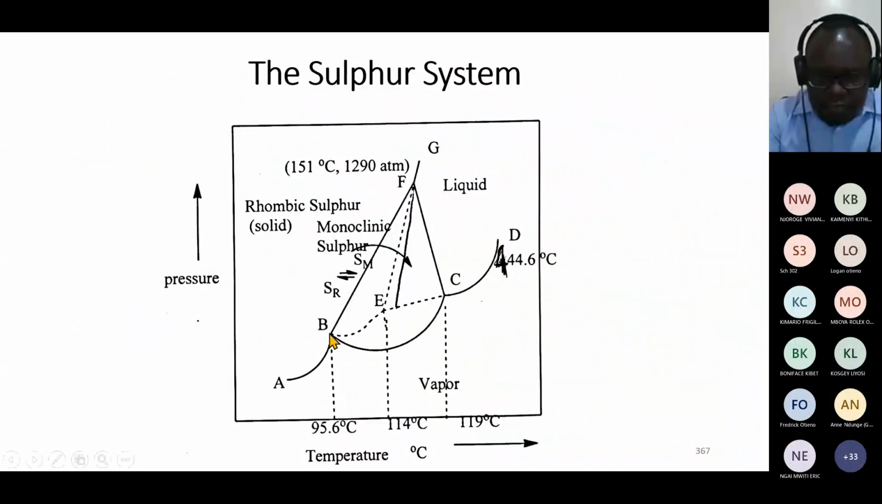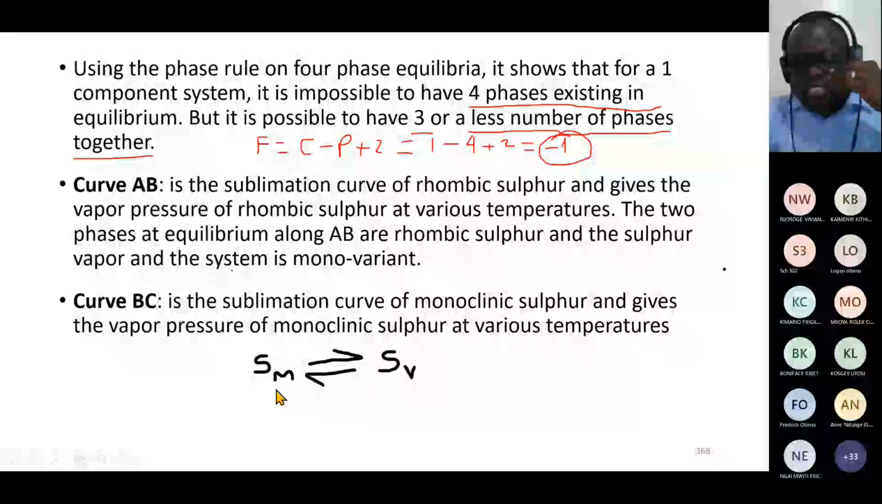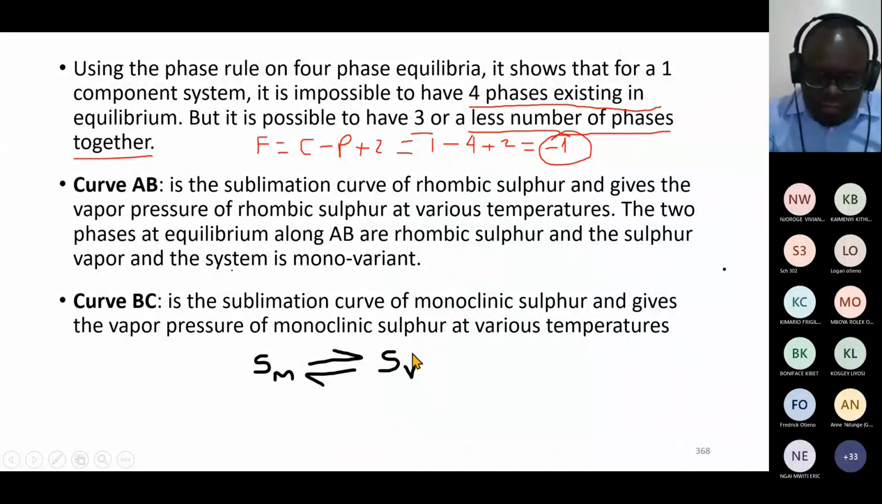Okay. Let's consider another curve, BC. That is this curve here, BC. So along this curve, we have the monoclinic sulfur being at equilibrium with the sulfur vapor. So essentially, this is the sublimation curve for monoclinic sulfur, and it gives the vapor pressure of monoclinic sulfur at various temperatures. So here we have this equilibrium existing, that is monoclinic sulfur at equilibrium with the sulfur vapor.